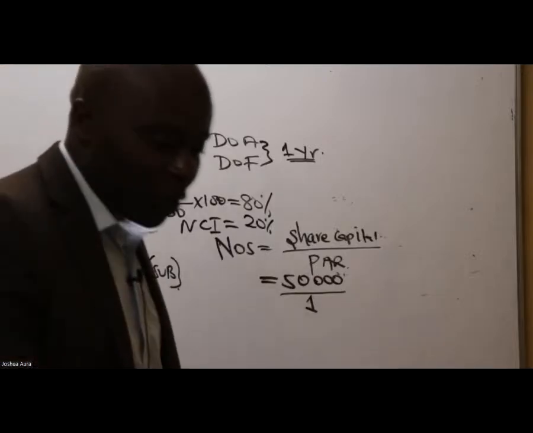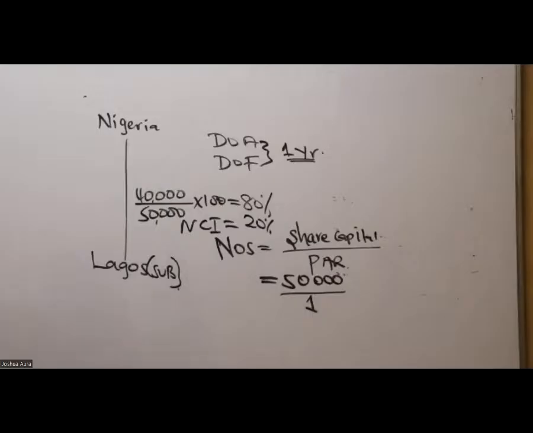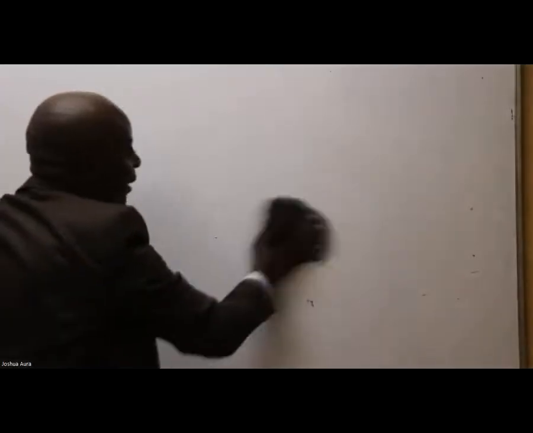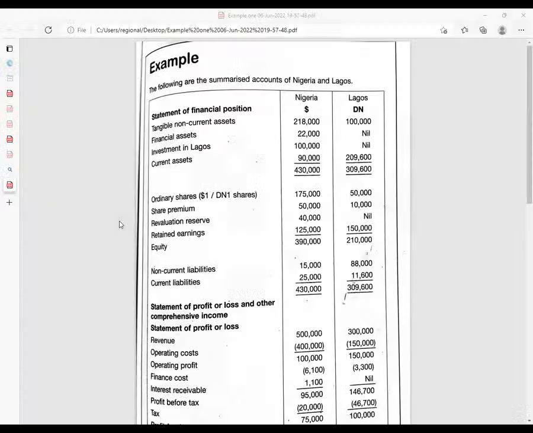Just go to the statement of financial position here. Always go to the pro forma, because there will be some free marks to be earned there. I appreciate what you guys are telling me, but the next thing that I would have done, I'll go straight away to the statement of financial position. So I'll mention there, the name of the company is Nigeria Group.